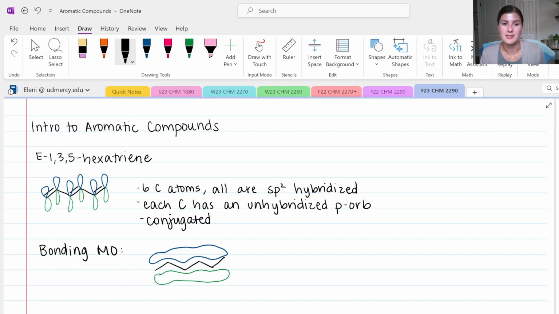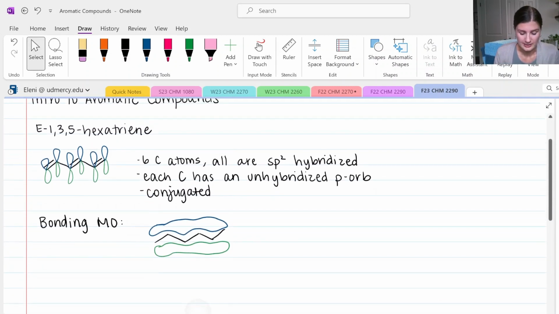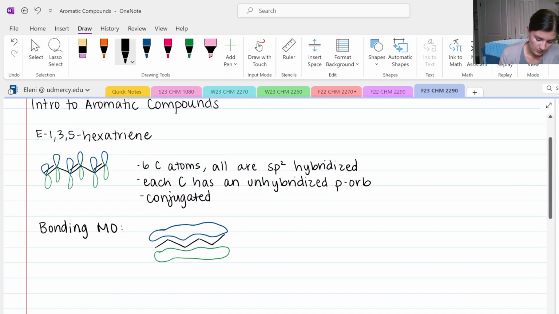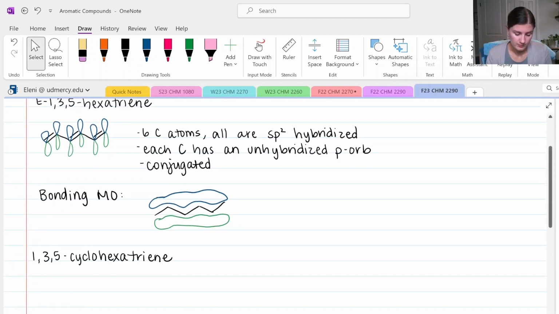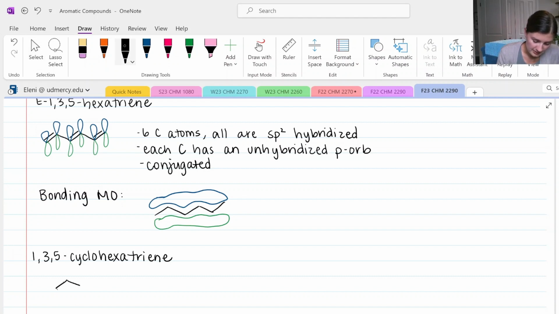Aromatic molecules can be similar. And so let's actually think about 1,3,5-cyclohexatriene. And if we draw up this molecule, we have 6 carbons in a ring. We have double bonds at carbon 1. We'll say this is carbon 1. At carbon 3 and at carbon 5.